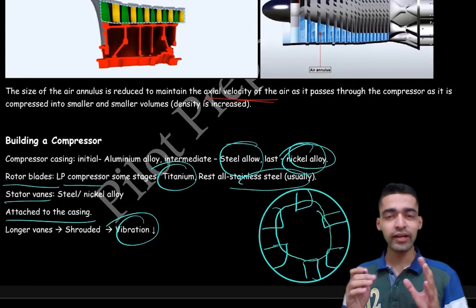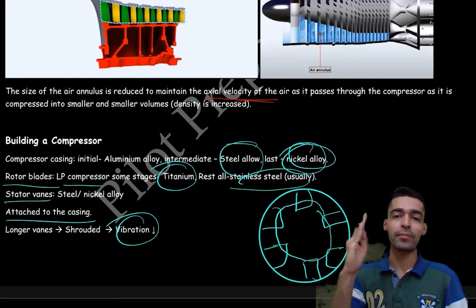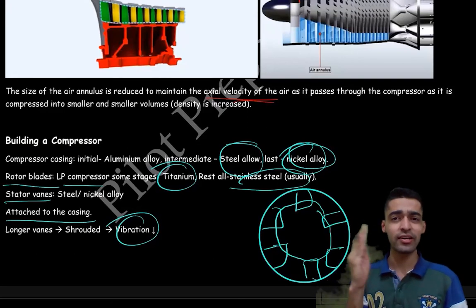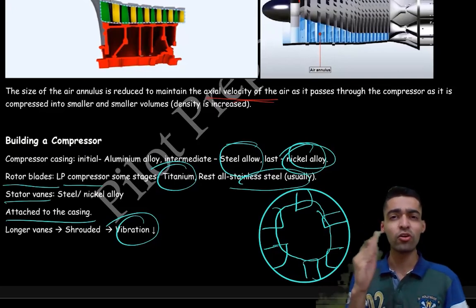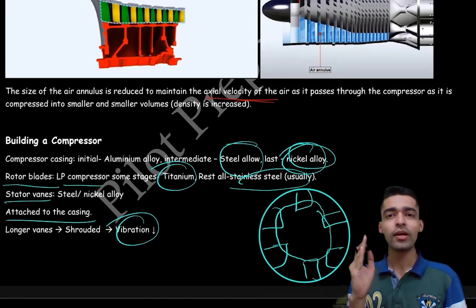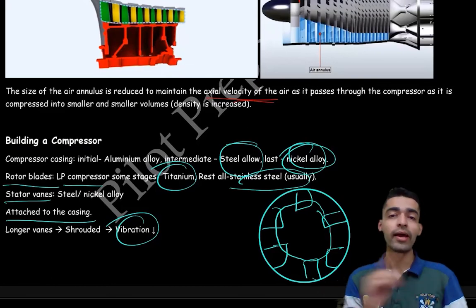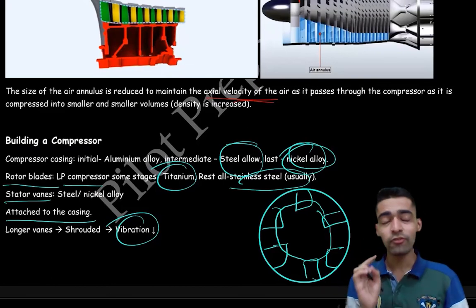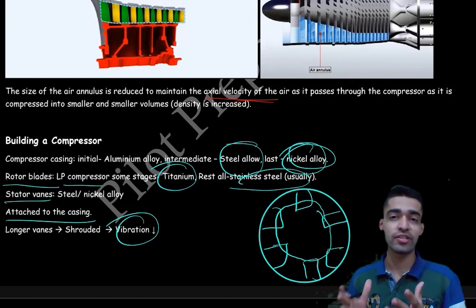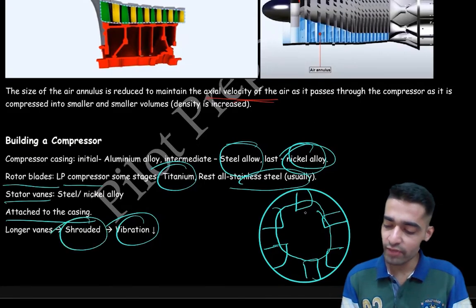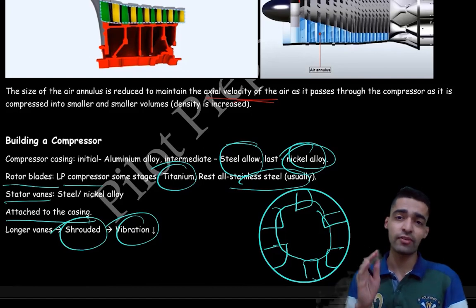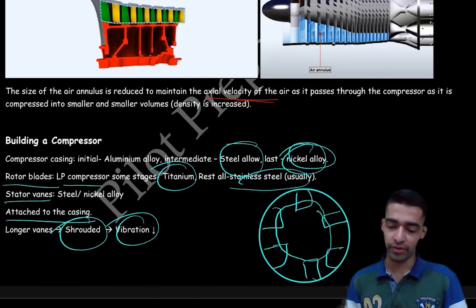They are shrouded so that the edges of these stator vanes will not vibrate like this. Otherwise, at very high pressure and temperature and high velocity of the air, what will happen? These stator vanes will continuously vibrate. If this continues, what will happen? This will hamper the airflow. It will hamper the angle of attack of the air which is coming inside. So that will overall hamper the efficiency of the compressor. To prevent this from happening, we shroud the larger vanes, or the stator part, of the compressor.